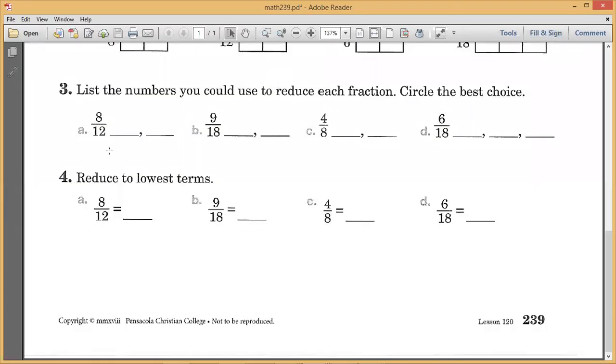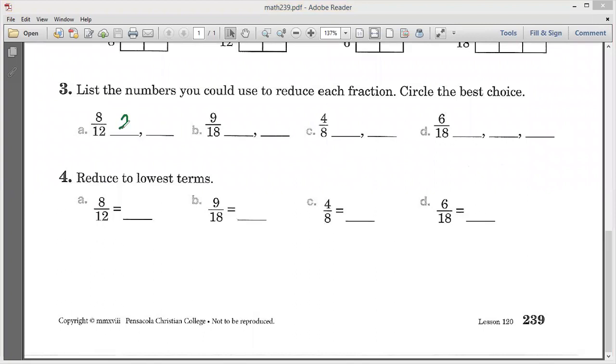Okay, we're back here on page 239. So we are going to write the factors here, 8 and 12. Okay, so our common factors are 2 and 4. Now you might begin to wonder why I did not include 1. Remember that these factors are the numbers we will use to reduce 8 and 12.